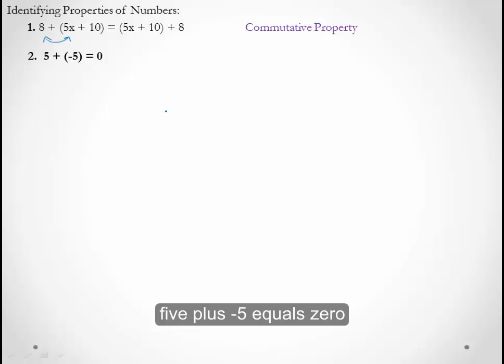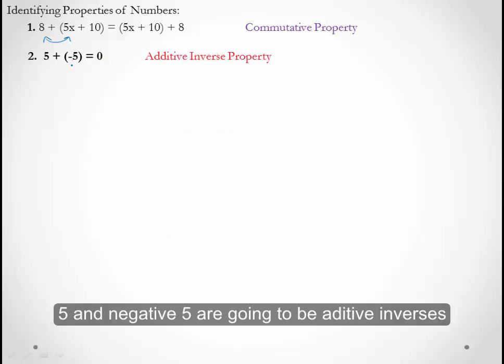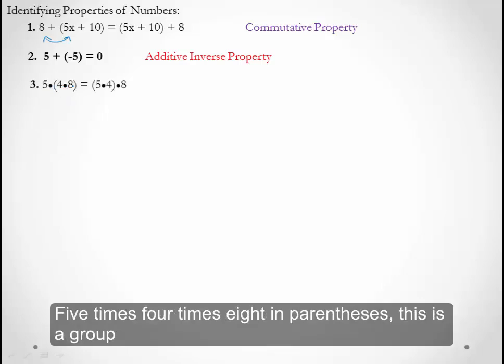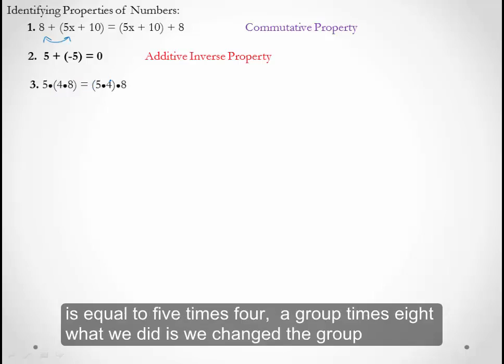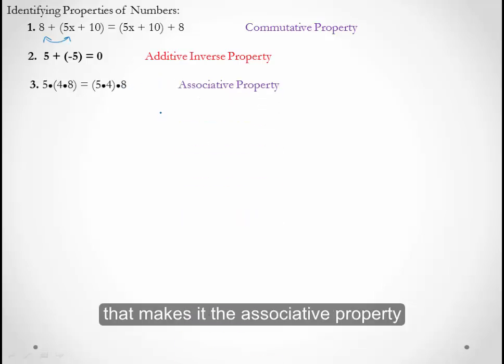5 plus negative 5 equals 0. 0 is our additive identity. 5 and negative 5 are going to be additive inverses. 5 times 4 times 8, in parentheses, this is a group, is equal to 5 times 4, a group, times 8. What we did is we changed the group. That makes it the associative property.